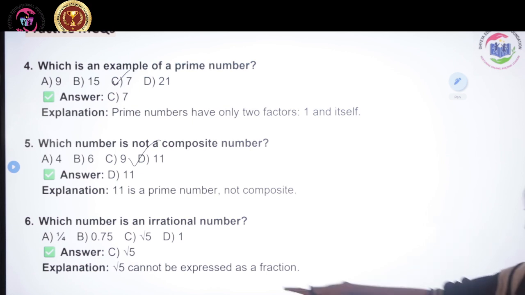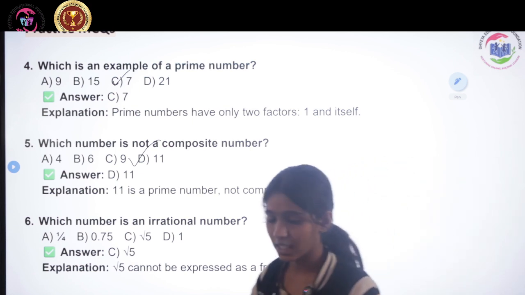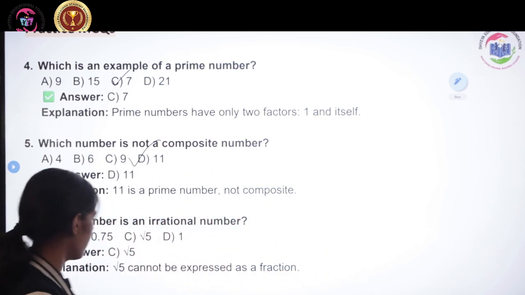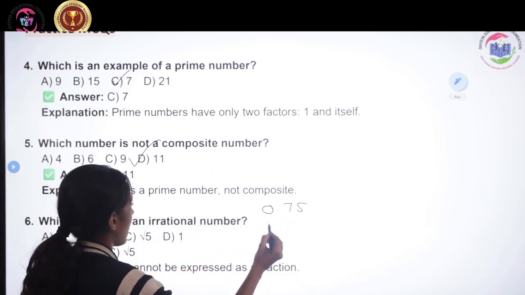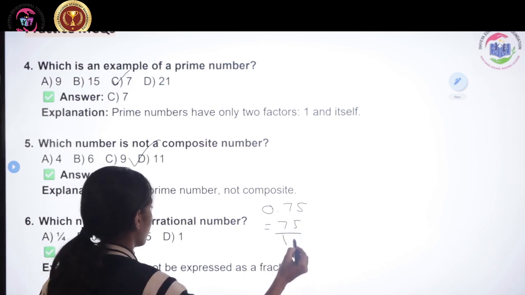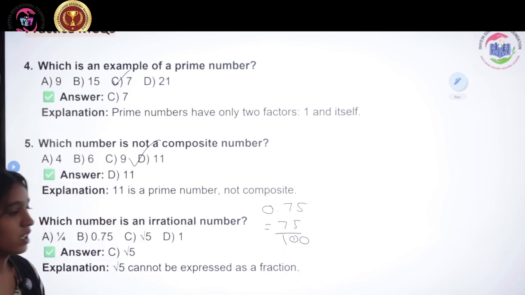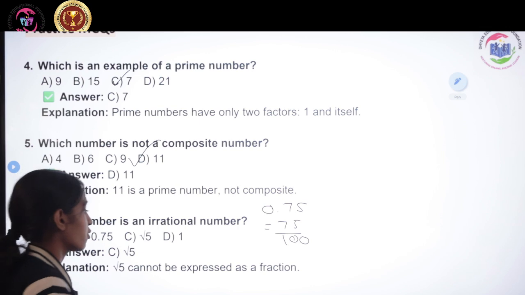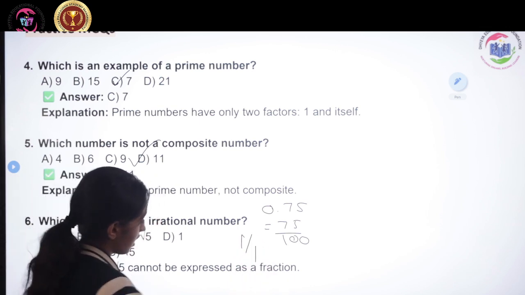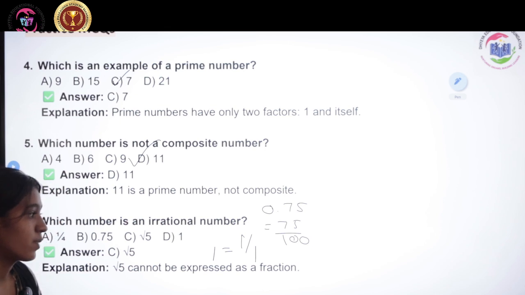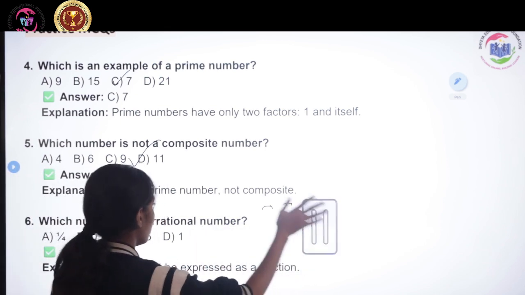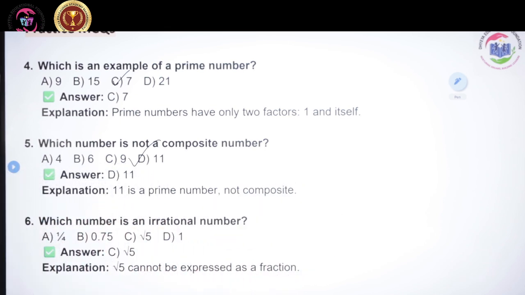Option A is expressed as p by q. It is a rational number. If I talk about 0.75, I can write 75 by 100. That means it can also be represented as p by q. 1 divided by 1 is equal to 1. That means it can be represented as p by q. Then which option is not represented as p by q? Option C, root 5.